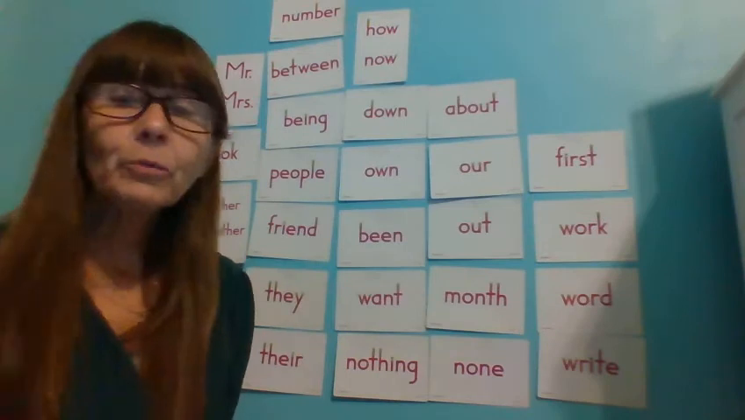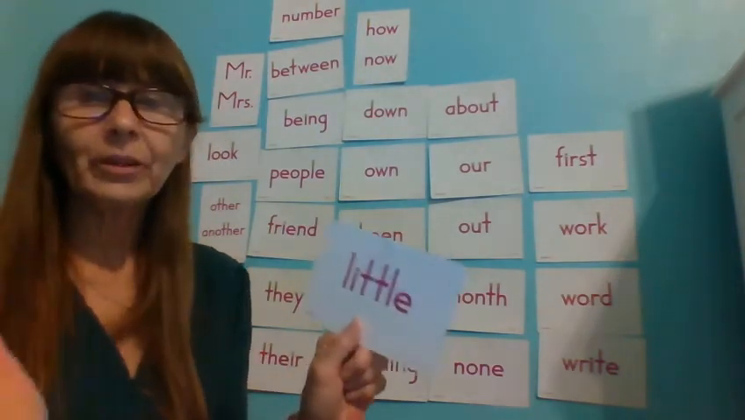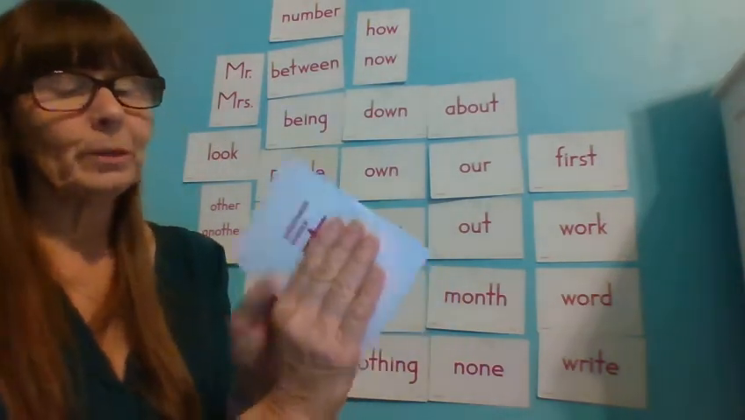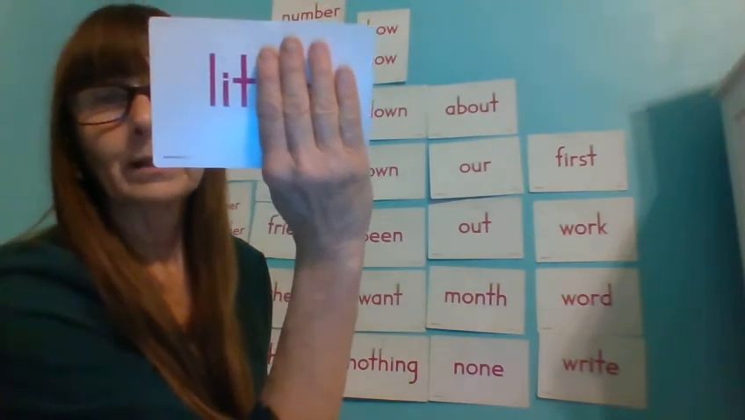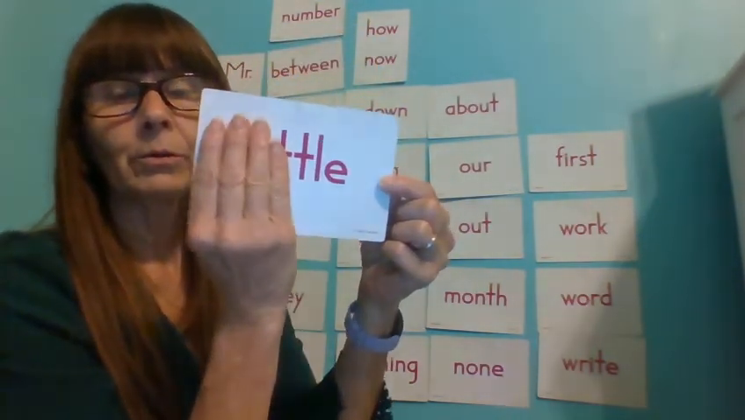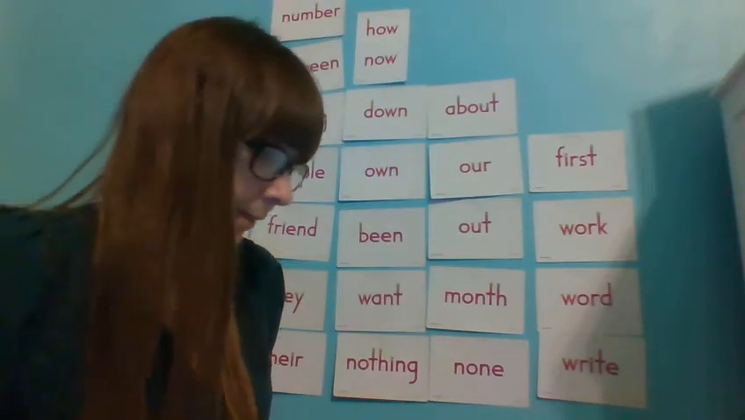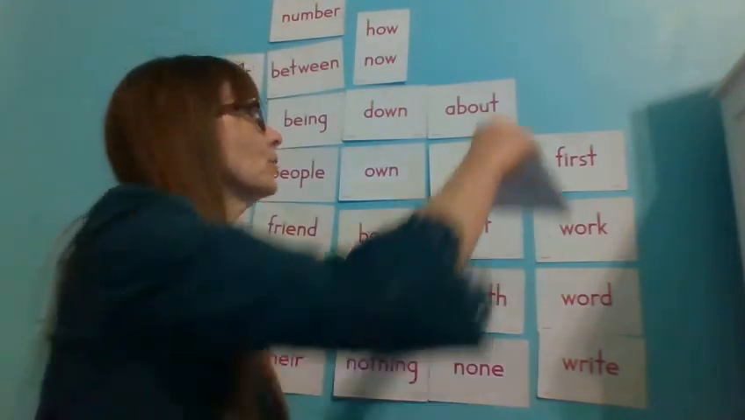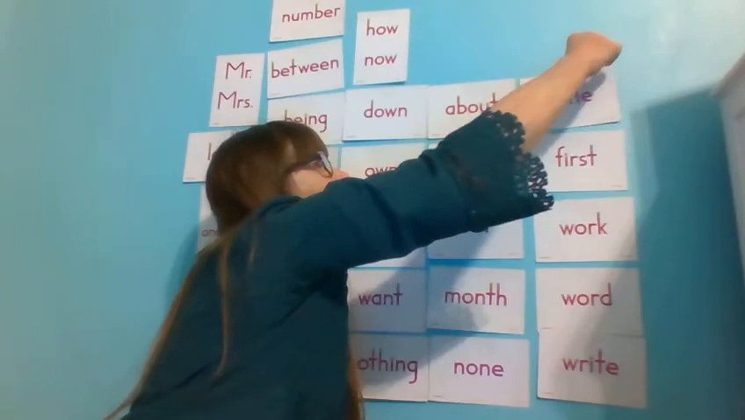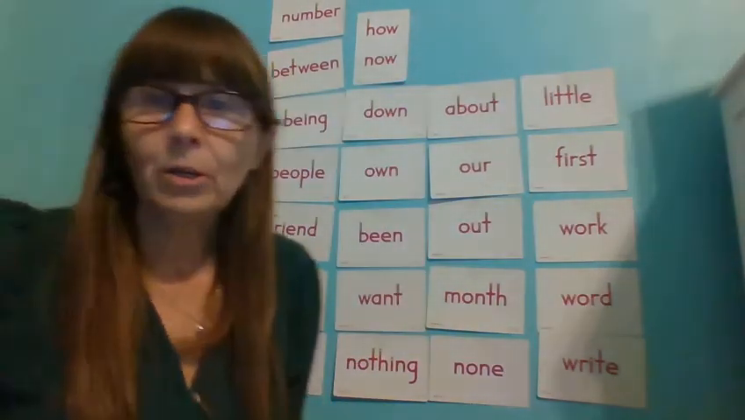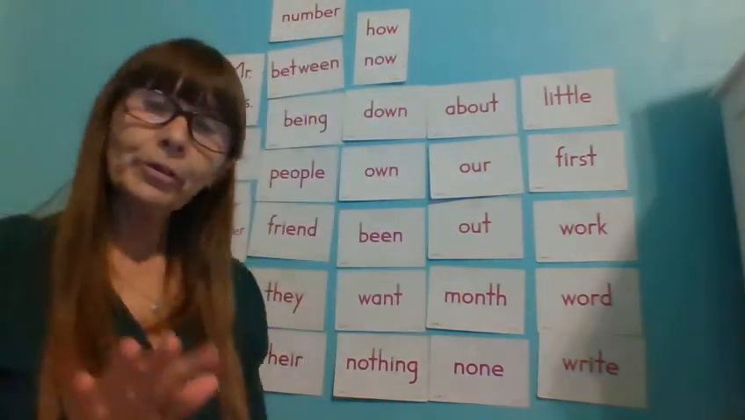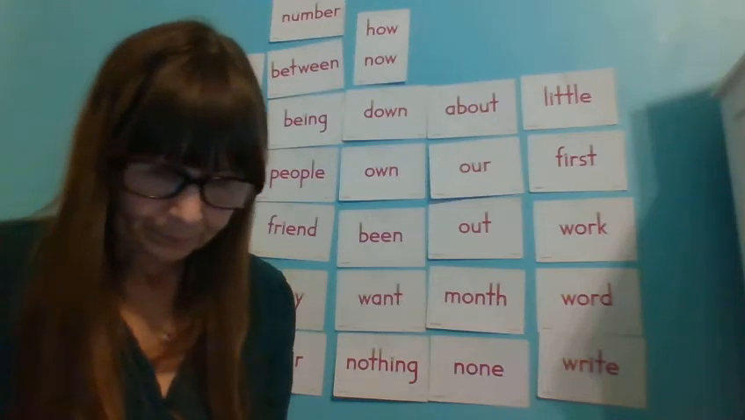Then we have this one, which again is just a two-syllable word. You just have to split it into two pieces. Little. There you go. So we're going to add little to our collection of words. And then we have 3 new words, and then we're all done with trick words.